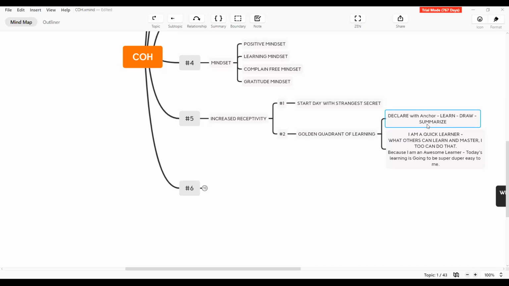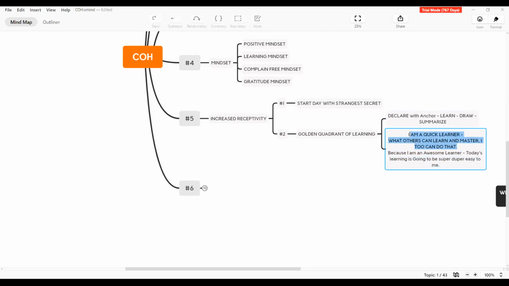Do you understand why this golden quadrant of learning is required? Do you get it, everyone? Yes. And that's the strongest reason we need to follow this declare, learn, draw, and summarize process. So are we ready for the declaration with anchor? Yes. And how are we going to declare?